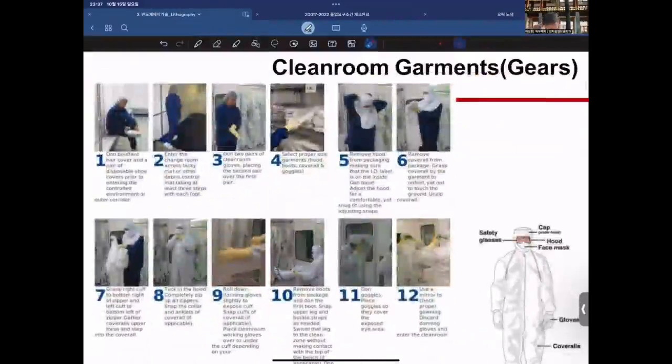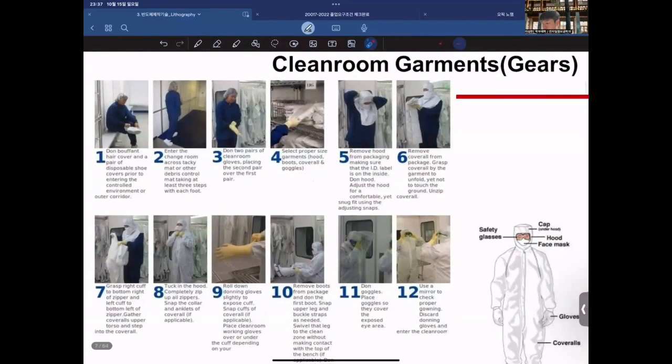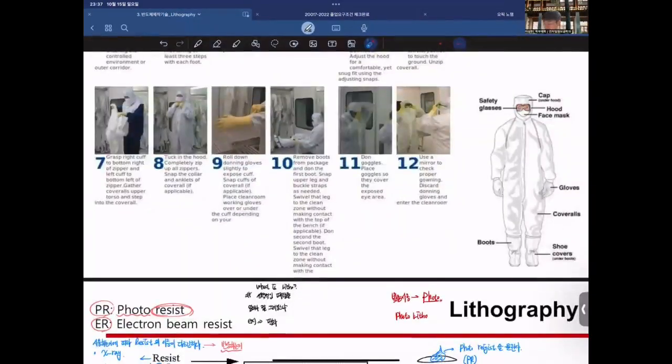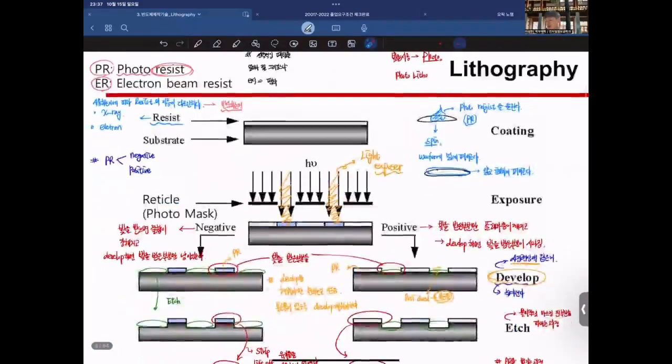And these are clean room garments. This is how we dress in the clean room. And this is the real lithography. So let's get started.